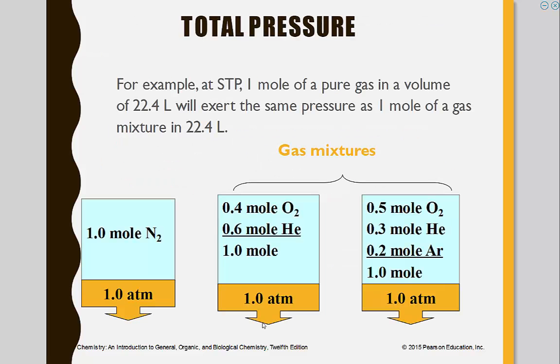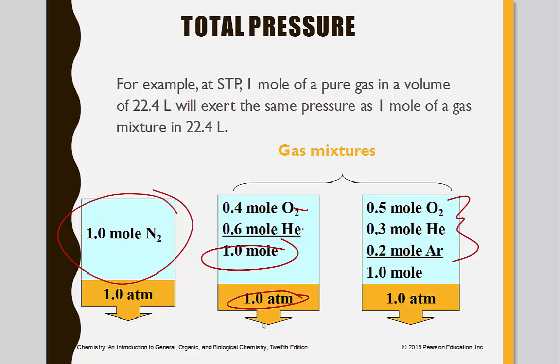So here, 1 mole of pure nitrogen is going to equal 1 atmosphere. However, if we have 1 mole of something else, like a combination of oxygen and helium, as long as it's still going to add up to 1 mole, it's still going to be 1 atmosphere. Here we have 3 things. As long as it adds up to be 1 mole, it's still going to be 1 atmosphere. And that coincides with the molar volume.